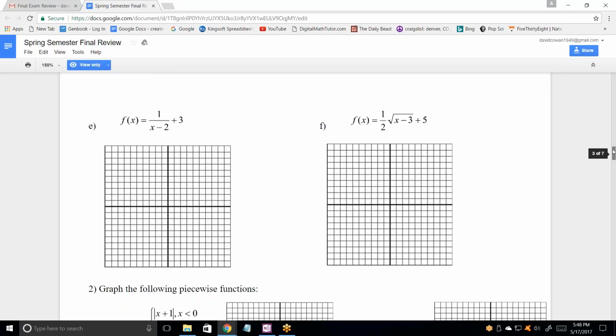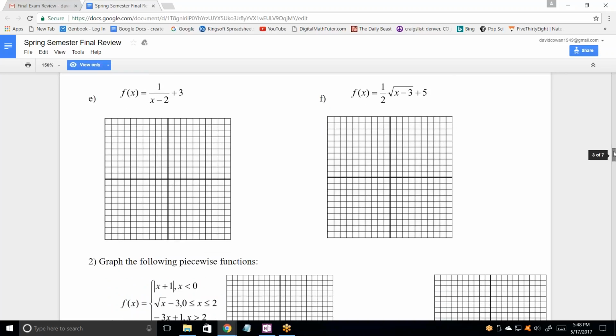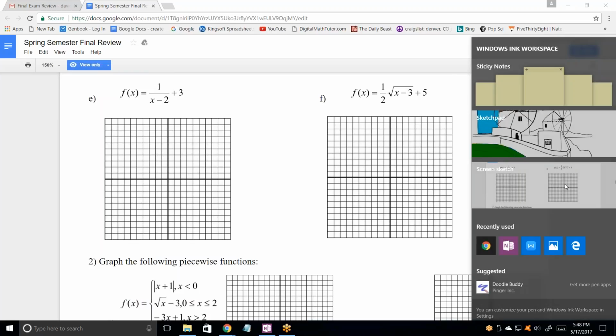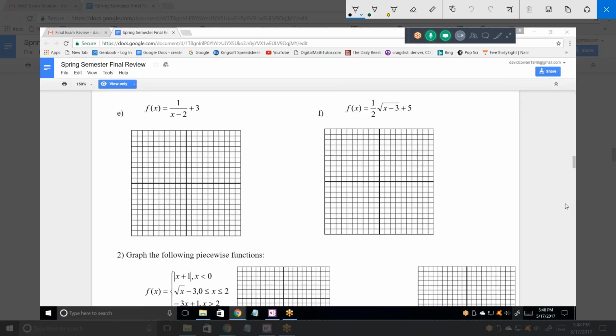Alright. On E, what's the parent function? One over x. What two things are happening? What's the minus 2 do? A horizontal shift to the right. Good. And what's the plus 3 do? A vertical shift up.